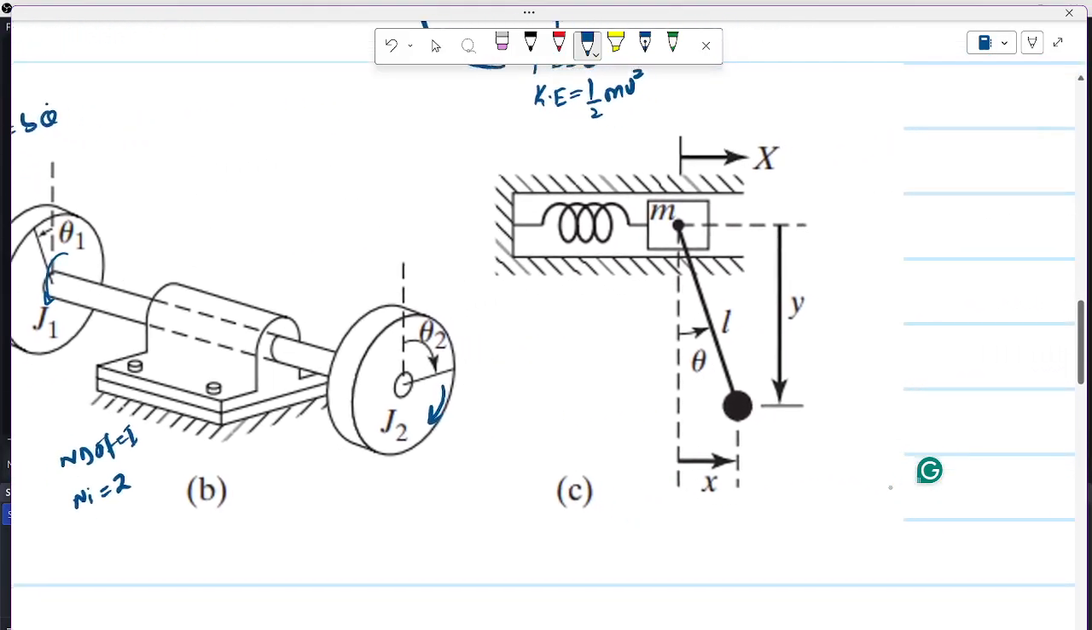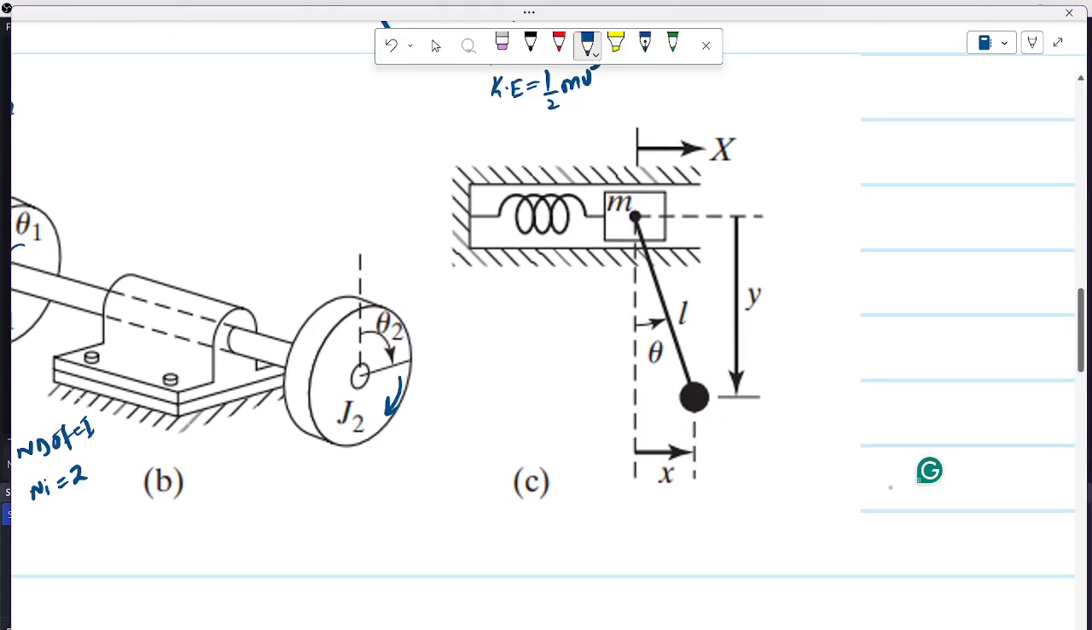You have another example of this one. Here the system has movement in this direction as well as along this direction too. So it has 2 degrees of freedom. It can move along the x-axis, it can move along this theta, and it has 2 independent coordinates as well.